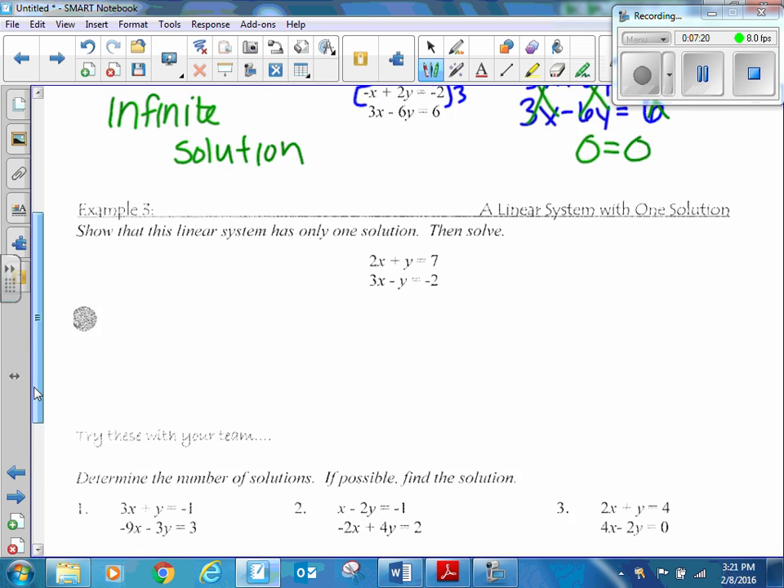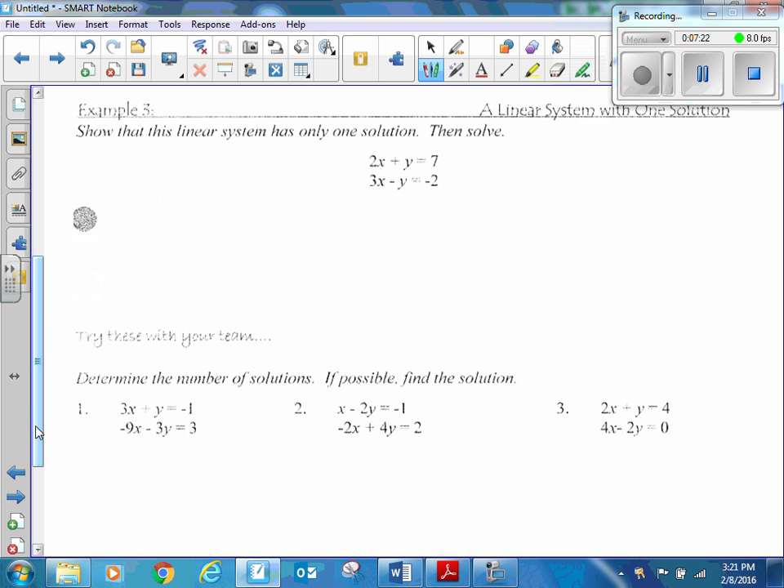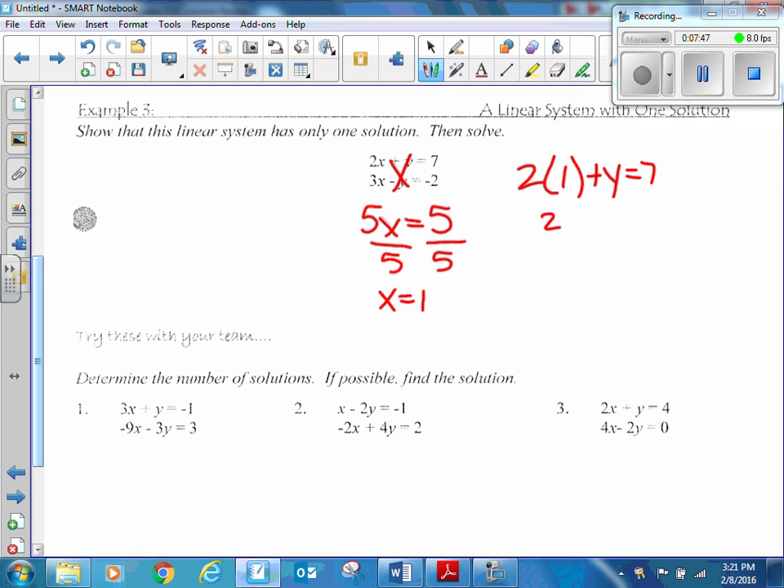All right, last one. Looking at this example, my y's are ready, so my y and my y will eliminate each other. 3 plus 2x is 5x equals 5, and I divide both sides and get x equals 1. Now that I know what x is, I know I'm going to have one solution. I plug it in like we know how to do, and my one solution is (1, 5).